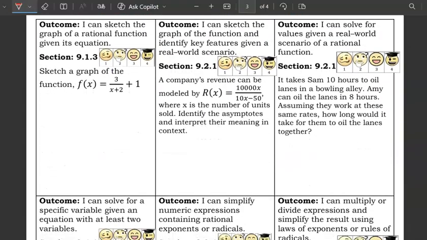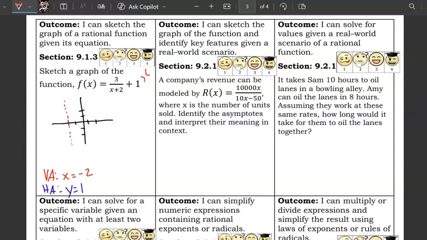Outcome: I could sketch the graph of a rational function given its equation. Sketch a graph of the function f of x equals 3 over (x plus 2) plus 1. The main thing we want to know is the general shape, which is going to look like that, and the asymptotes. We have a vertical asymptote at x equals -2 and a horizontal asymptote at y equals 1. From here, we'll draw our asymptotes in.